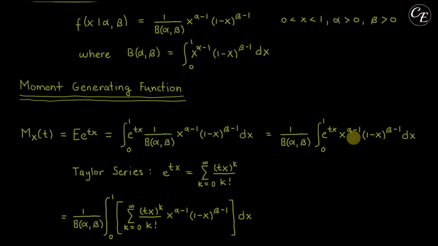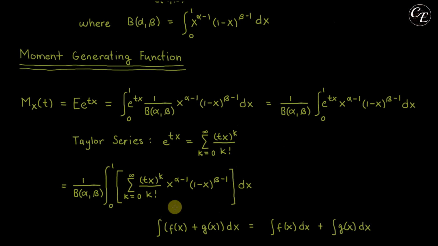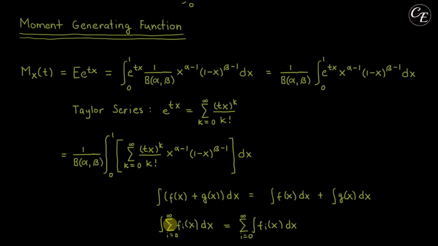So these remaining terms, x raised to alpha minus 1 times 1 minus x raised to beta minus 1, are treated as a constant. So we can move this inside this summation. Then we have here dx from here. Then, from calculus, we know that the integral of the sum of functions is equal to the sum of the integral of each function. Then, for the integral of a summation of functions, using this concept, it is equal to the summation of the integral of each individual function.